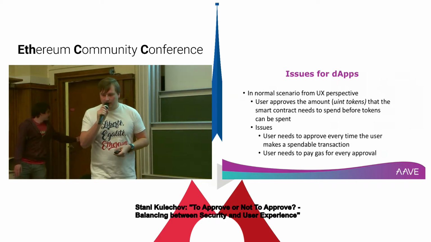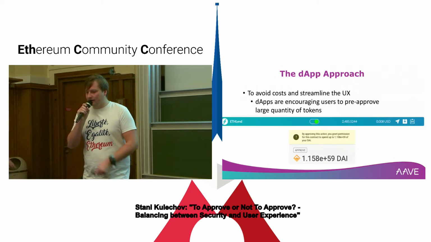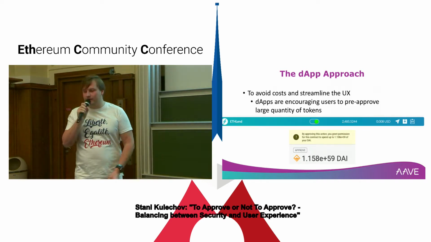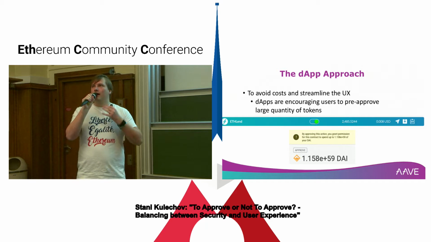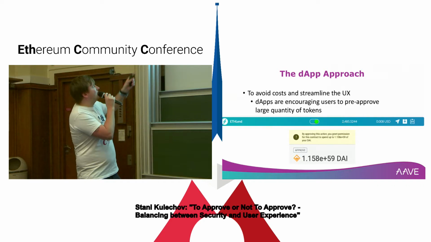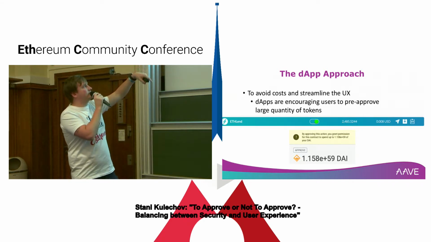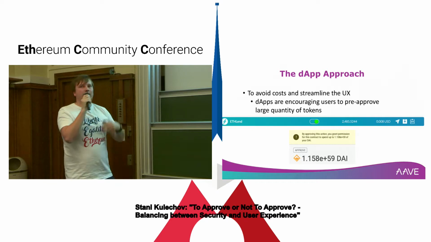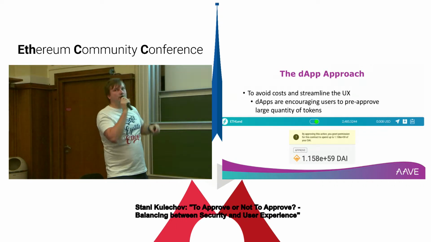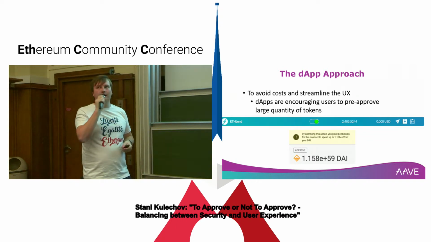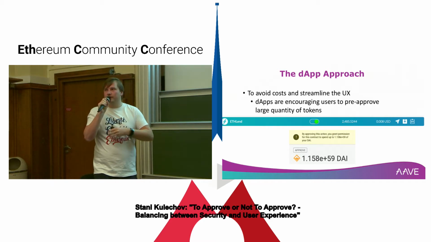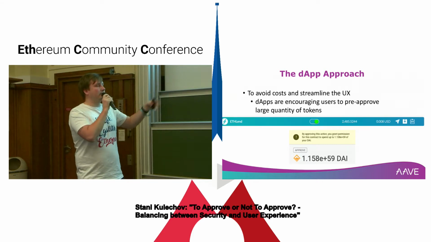What dApps then did to circumvent this issue is pre-approve an extensive amount of tokens. You may have seen the upper picture, which is from our application, where the user approves billions of tokens, whatever the ERC20 is. The one below is from Compound, which is another lending protocol on Ethereum. So as a user, when you start to interact with the dApp or the protocol, you're approving billions of tokens.